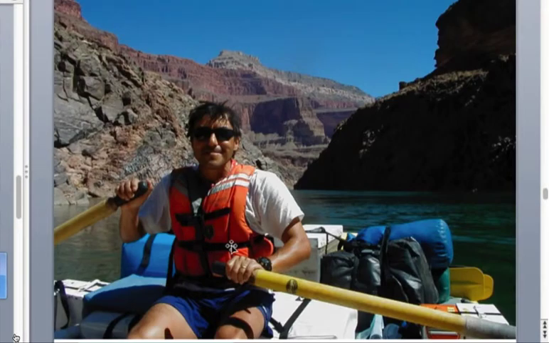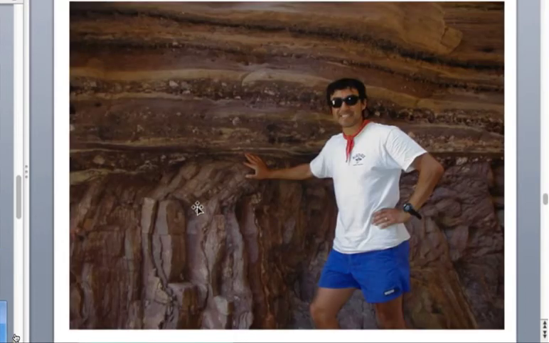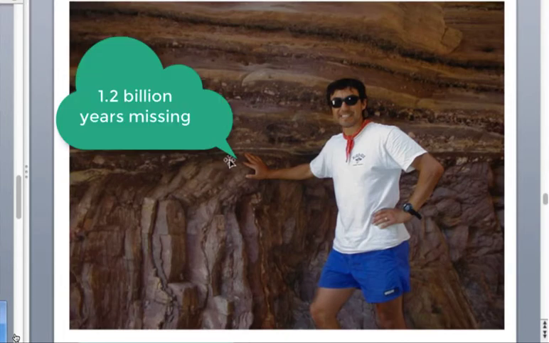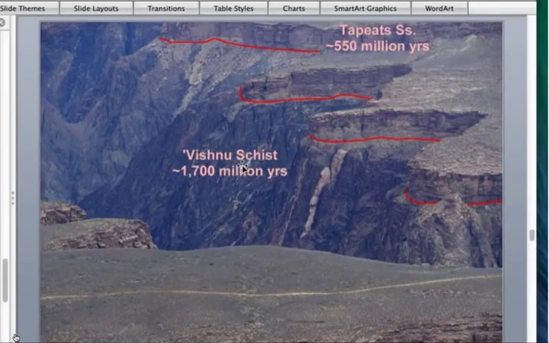I was fortunate enough to be able to raft the Grand Canyon and actually go to this Great Nonconformity. So here I'm looking at the Vishnu schist, the metamorphic rocks, and here is the Tapeats sandstone, the erosion event and the sedimentation, a new unit here. And so my finger is touching, well, if that's 540 million years old and this is 1.7 billion years old, I'm touching about 1.2 billion years of history that's missing right there. Again, we're looking at the Vishnu schist. Here's that Great Nonconformity with the Tapeats sandstone on top of that.